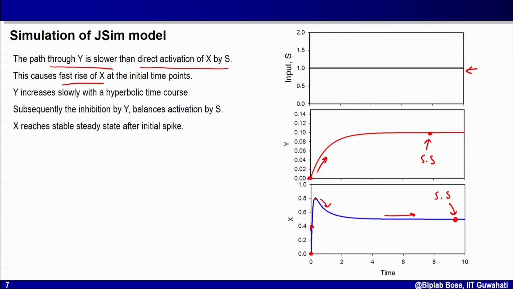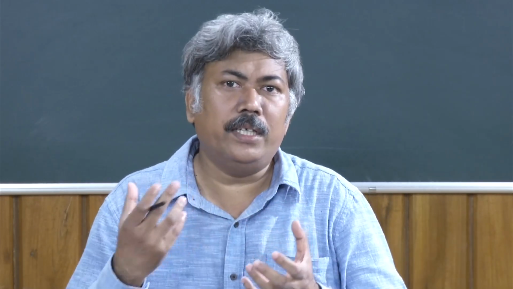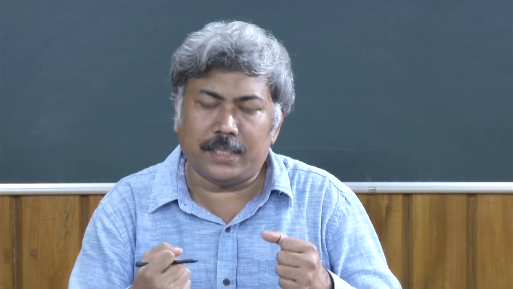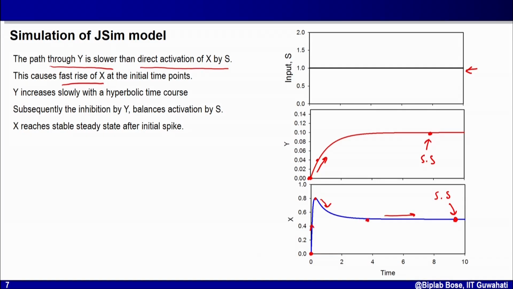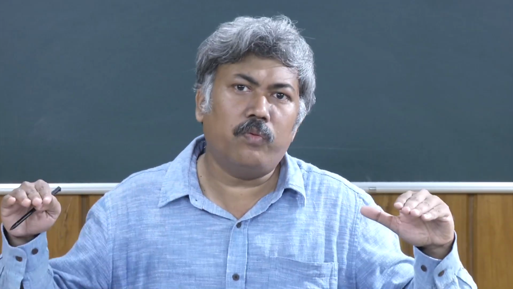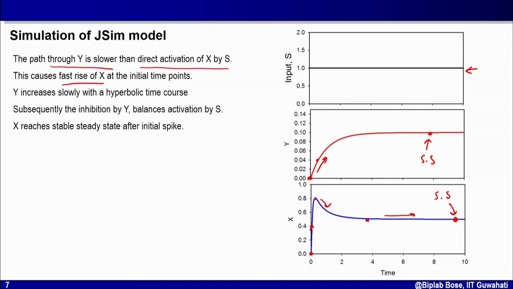But then y increases slowly and it catches up the progress of x and then it starts inactivating x. So once it reaches this peak and y reaches here, y starts becoming dominant, and it tries to inactivate or pull down x, and eventually it reaches a steady state where the effect of s on x for activation and the inactivating effect of y balance each other, and I get a steady state of x. So the steady state of x reaches after an initial spike.